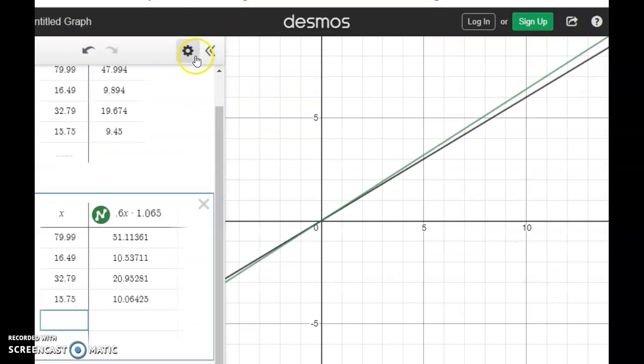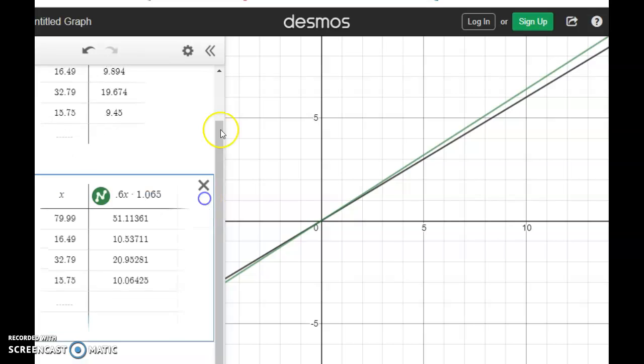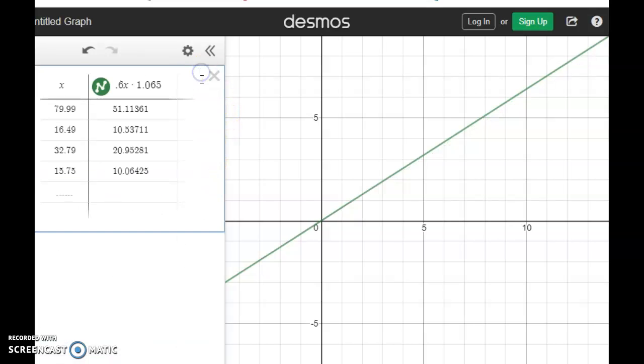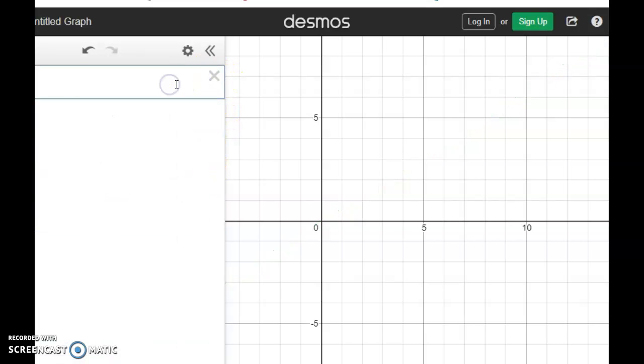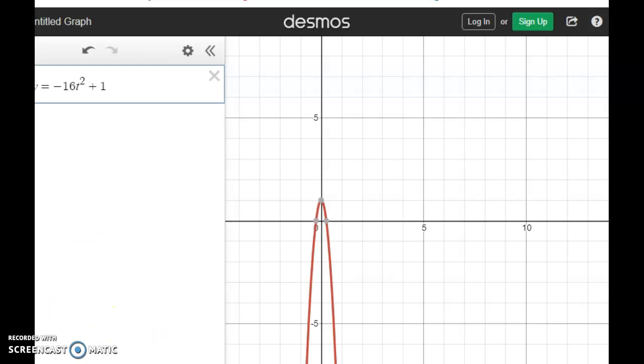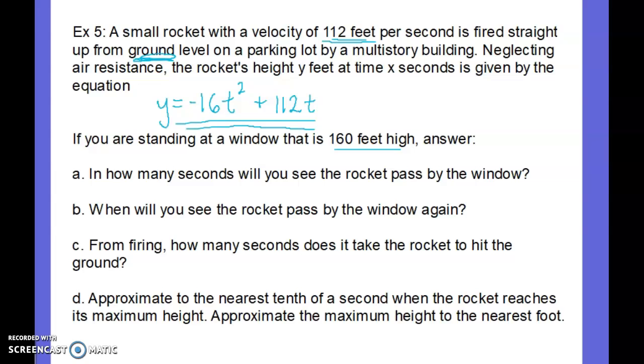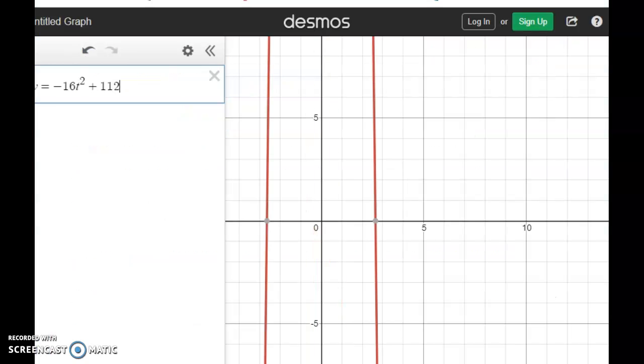So if you go to a calculator, let's just delete the last thing you saw. And you write that equation, y equals negative 16, you can leave it as x, or you can make it t. The calculator is smart enough to know exactly what you're doing. Squared plus 112t.